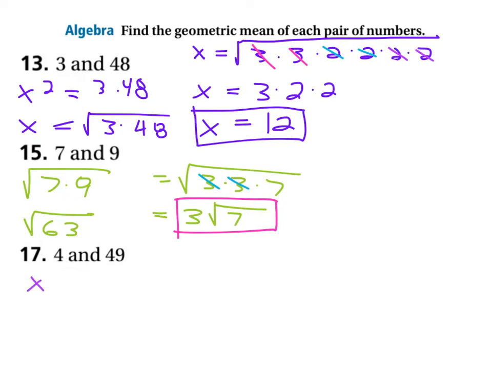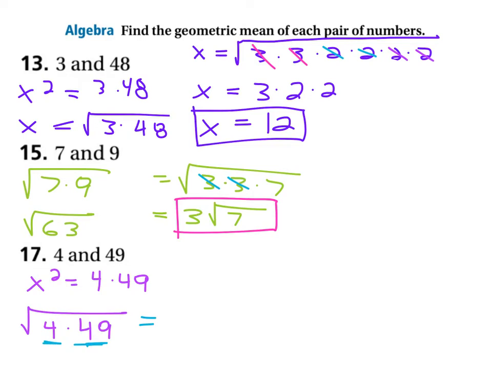If I wanted to go back to saying x squared equals 4 times 49, you could do that. Really, we're looking for the square root of whatever you get when you do 4 times 49. Now, this is a great one because both of those numbers are already perfect squares. 4 is a perfect square of 2, and 49 is a perfect square of 7.